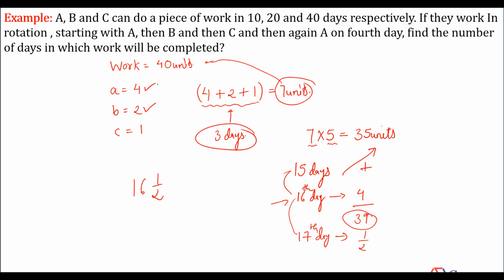Remember that if there are 3 people, in that case, one cycle would be of 3 days. If there are 4 people, then one cycle will be of 4 days.